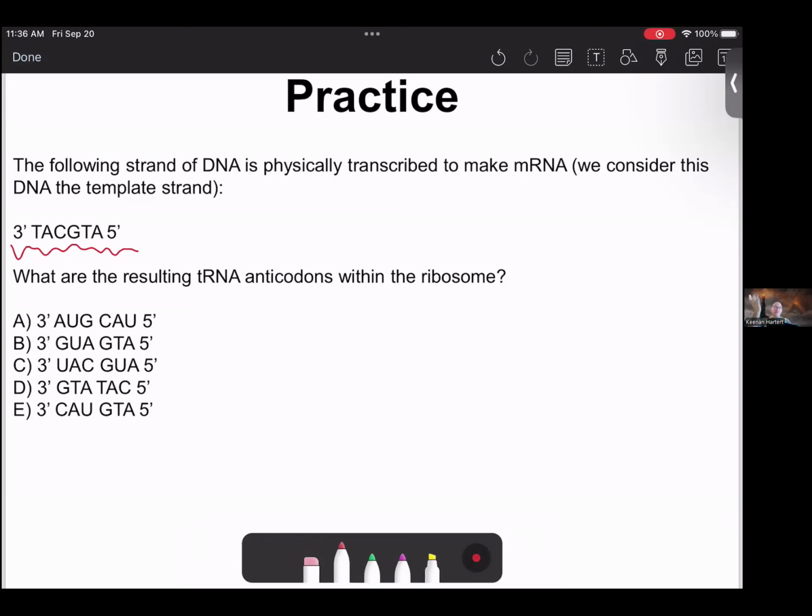Along the way, we're going to have to make the mRNA. We may as well make the proteins, and we may as well eventually go all the way back in time and see the coding DNA of this one. And note, whenever you're reading these, the strand physically transcribed to make the mRNA we consider the template strand. Always read and note directions of stuff, because otherwise things can get a little messy.